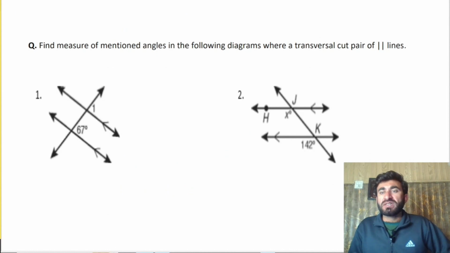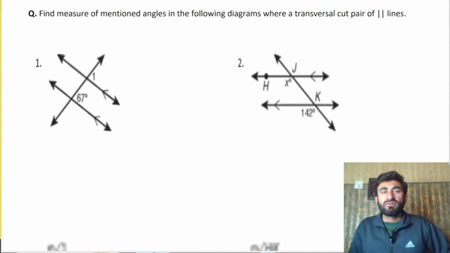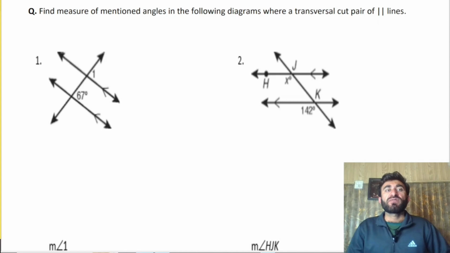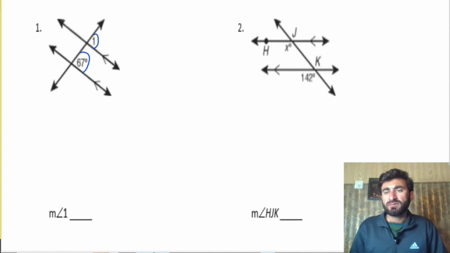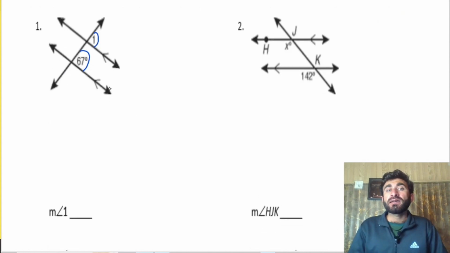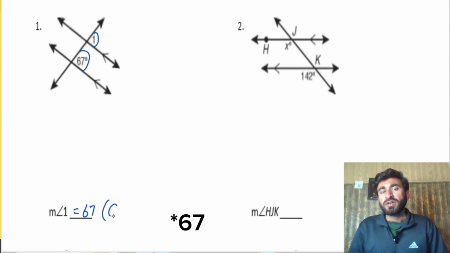Then moving to the next, we have a few questions. I'll solve a few for you, and the remaining will be left for you as an exercise. I hope you can do it. First, find the measure of the mentioned angles. We can see that angle 1 is to be determined. What will be the angle equal to angle 1? I think it should be 68, and the reason is that both are corresponding angles.